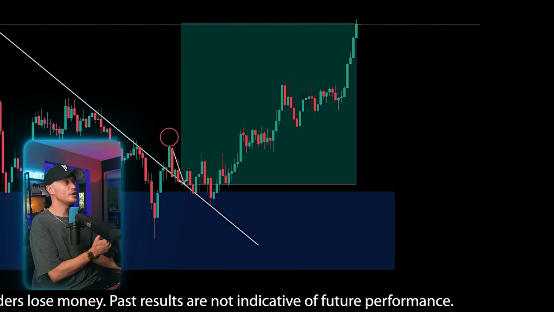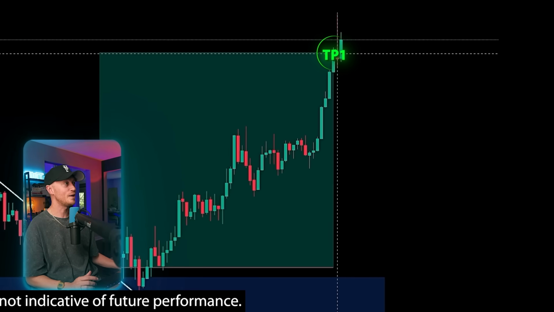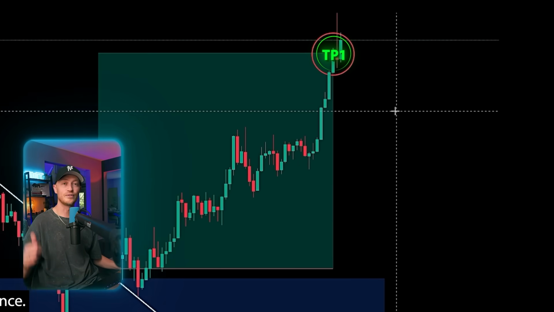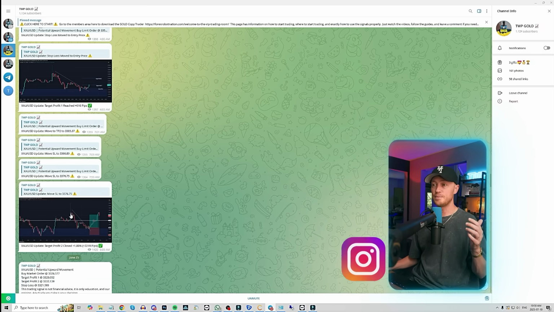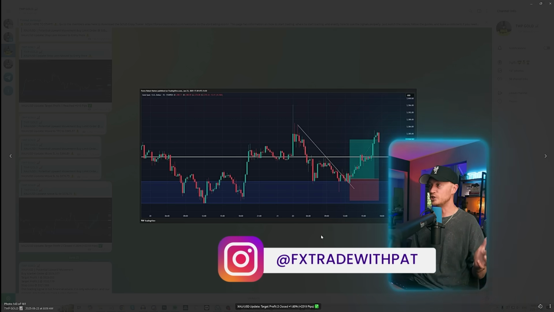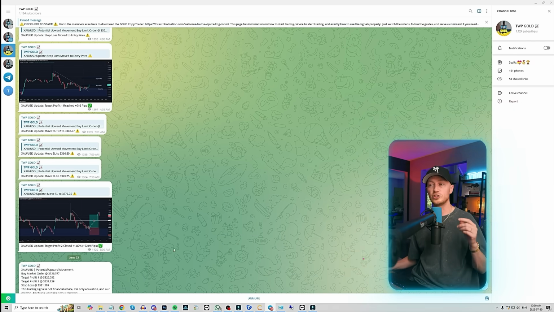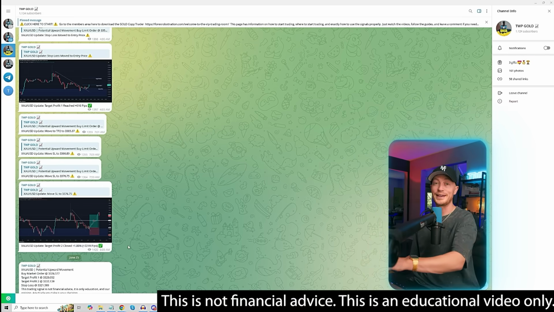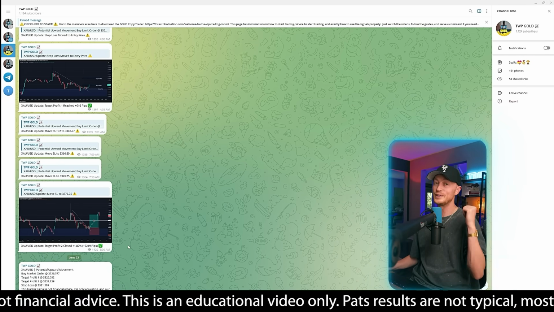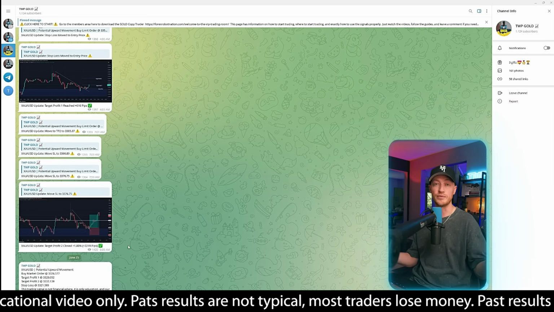But on this one, you can see we smashed take profit 2 right there for a huge win. And that was also reported in the VIP Gold room right there, as you can see, 2,219 pips, a 1.8% gain. And this trade was copied directly to my account. Watch the last video for the trade copier. It's absolutely free for you to download.